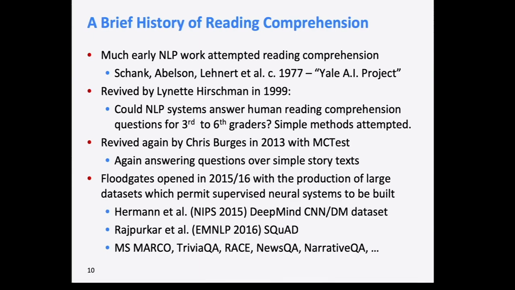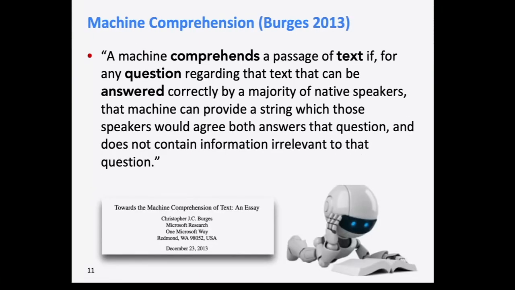Then somewhat after that, Chris Burges, who was at Microsoft Research, and he wasn't really an NLP person at all, he was a machine learning person, but he got it into his head that a big problem that should be worked on is machine comprehension. And he suggested that you could codify it like this. And this is a particularly clean codification that has lived on and we'll look at more today. So a machine comprehends a passage of text if for any question regarding that text that can be answered correctly by a majority of native speakers, that machine can provide a string which those speakers would agree both answers that question and does not contain information irrelevant to that question.